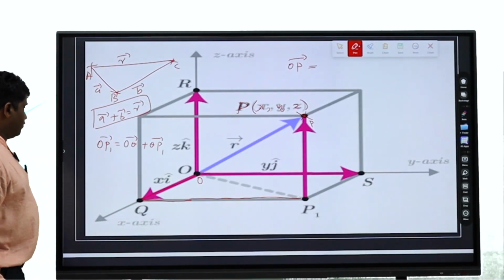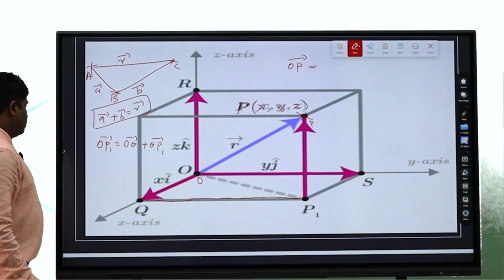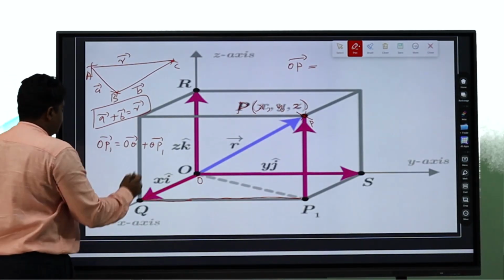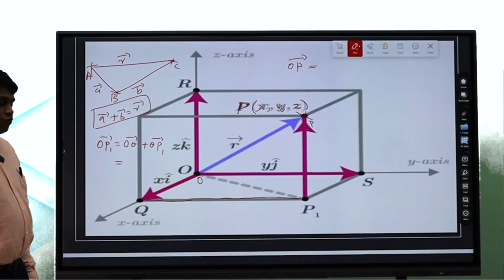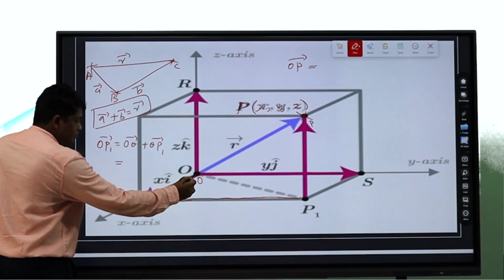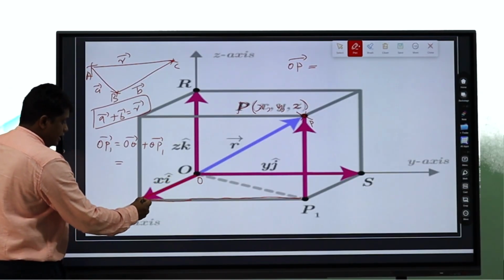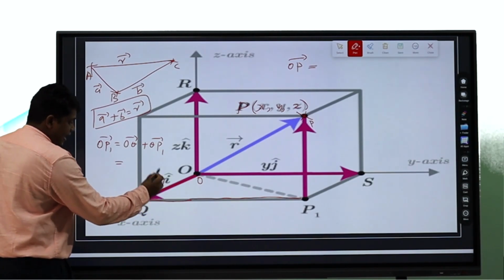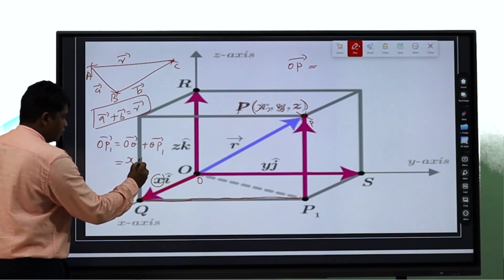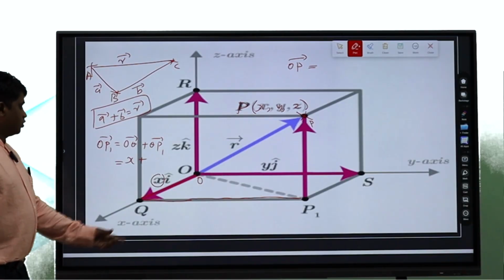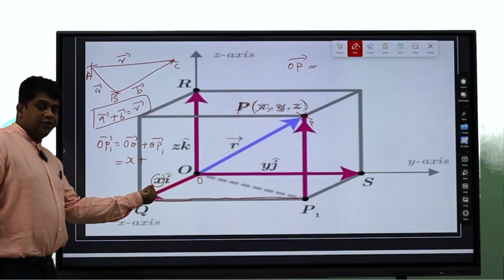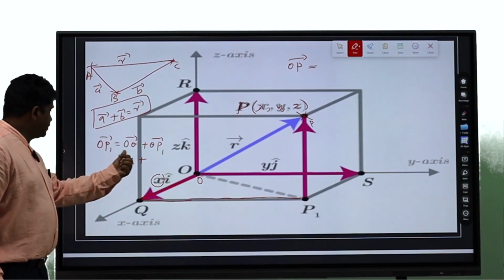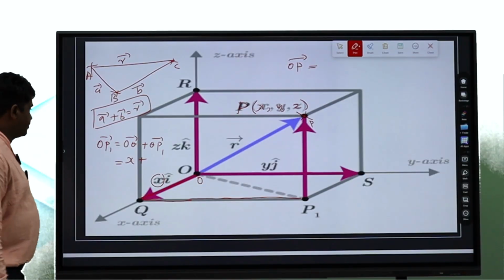OQ plus QP1 is equal to OP1. Then what is OQ? OQ is this length. What is the length of OQ? It is x. The length of OQ means the magnitude of this vector xi. What is the magnitude of vector xi? It is x. That is why OQ is x.